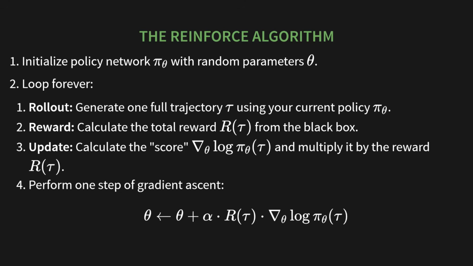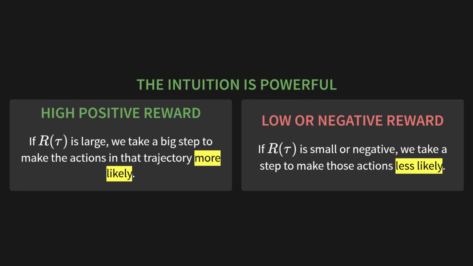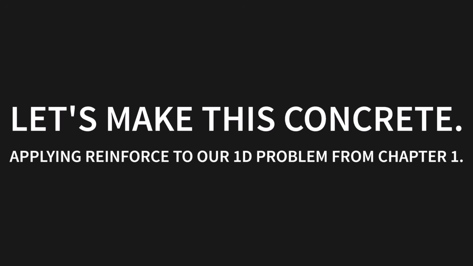The intuition here is so powerful. If you get a high positive reward for a trajectory, we take a big step to make all the actions in that trajectory more likely. But if you get a low or negative reward, we take a step to make those actions less likely. We're literally reinforcing good behavior. Let's make this concrete. We're going to apply REINFORCE to our simple 1D problem from Chapter 1.